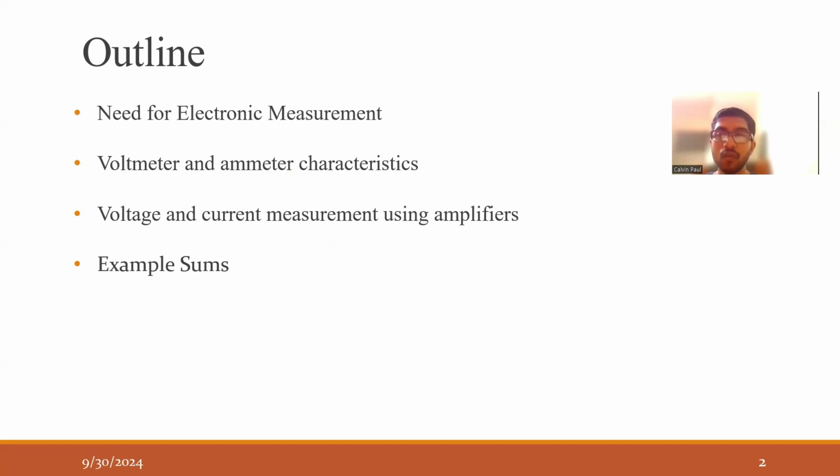Then we will talk about how voltage and current measurement we can do using amplifiers. We'll also talk about how, if we have an AC voltage or AC current that we want to measure but we have a DC measuring instrument, we can use some suitable rectifier and some suitable mapping, so that we can do our measurement with some constraints. And then we will also look at some example sums.